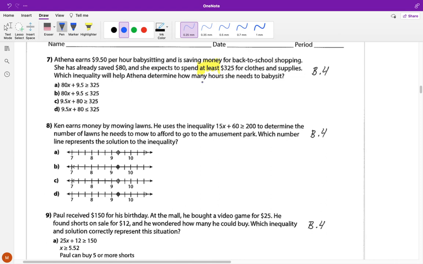So if she's earning $9.50 per hour, that means 1 hour, she gets 9.50. 2 hours, she's getting 19, and so on. So we can represent that by 9.5 X or H. I'm going to write H just for hour, but you see they're written in X. It's the same thing. We create those variables.